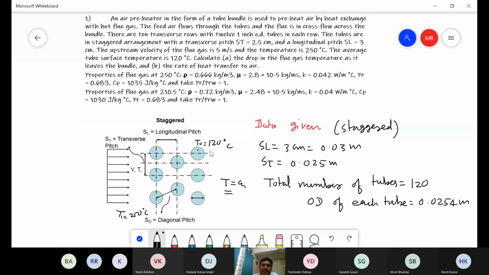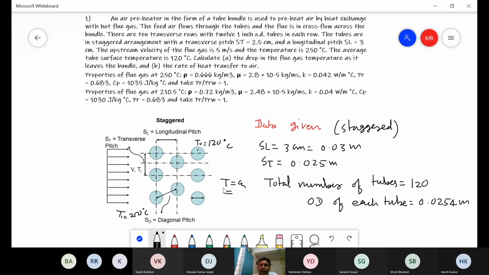So now in this case, if you look at the average fluid properties, the inlet temperature is 250, but the outlet temperature is unknown. So the average temperature between these two ends is not known to us, because the outlet temperature of the flue gas is unknown. So for the time being, let us consider all our properties at 250 degrees Celsius first.